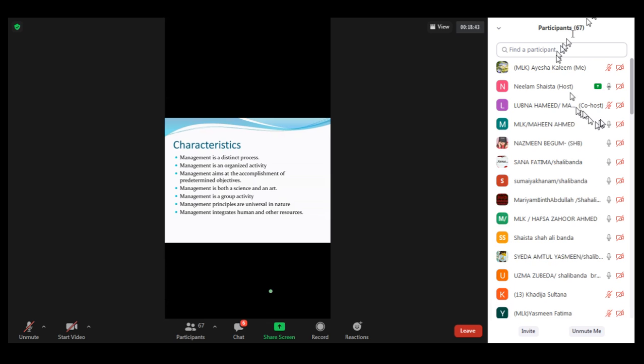Then what is the science? Rules and regulations, system. Is this science applied with rules and regulations? It is based on certain laws and principles, in a systematic manner. And what else?